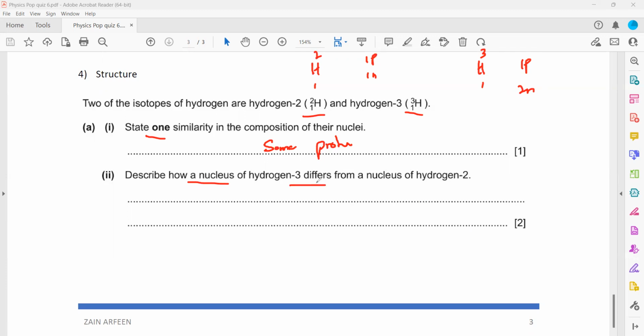And how does the nucleus of hydrogen 3,1 differ from 2,1? It's worth 2 marks, so you have to write two differences. First, they have a different number of neutrons. Hydrogen 3,1 has two neutrons, whereas hydrogen 2,1 has one neutron. And they have different nucleon numbers.